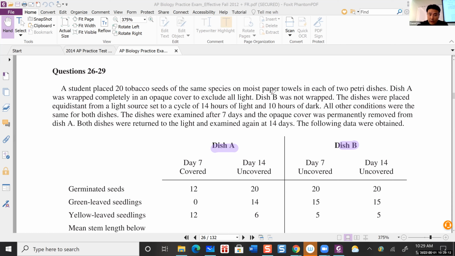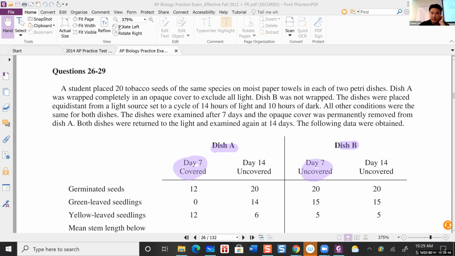Okay, so all other conditions were the same for both. The dishes were examined after 7 days and the opaque cover was permanently removed from dish A. So the only difference is the first 7 days. Dish A was covered, so darkness, and dish B was not covered the whole time. And then the cover was removed, so for the rest of the 7 days, they all have light, yeah? Both dishes were returned to the light and examined again at 14 days.